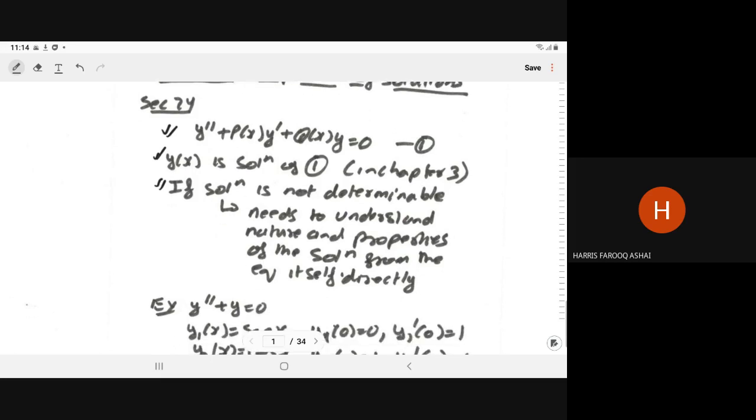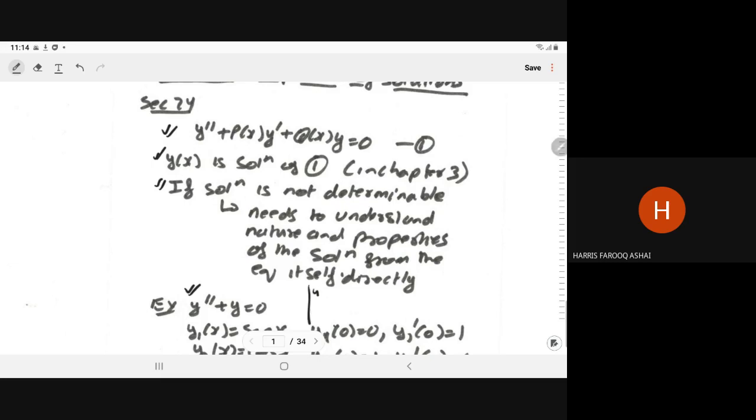To understand this, we are taking the simplest equation, y double dash plus y equals 0. This is a second order differential equation, and we know that y1 equals sin x and y2 equals cos x are the solutions of this.